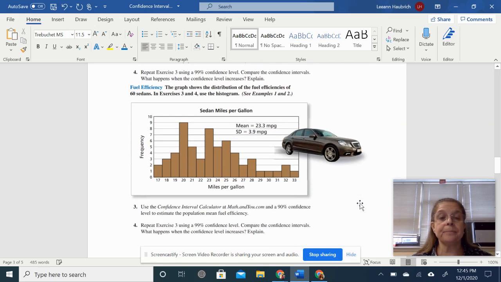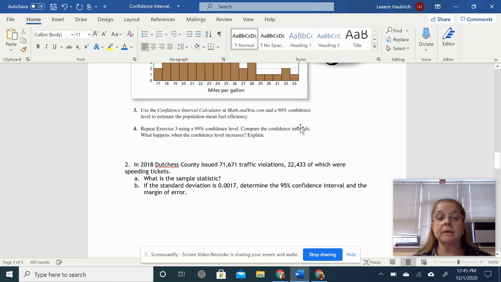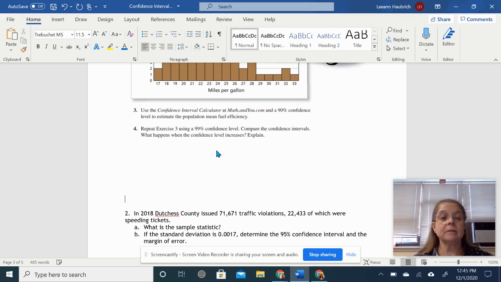Did I put this picture on here twice? I think I did. Well, we definitely don't need it twice. Okay, so move that back down and go back up. So now it's saying the same thing.